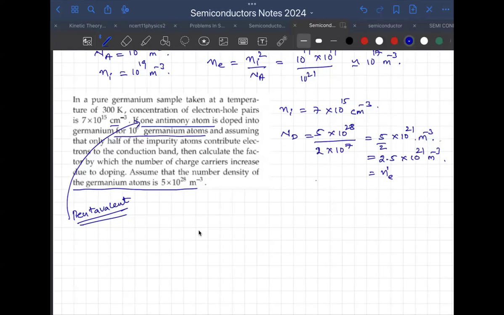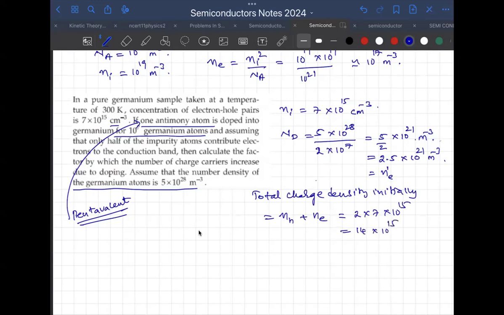Electron and hole pair contribution in a pure semiconductor is the total number density of the charges. Total charge density initially is number of holes plus number of electrons. That is the number of charge. That will become 2 times 7 into 10 to the power of 15, which is 14 into 10 to the power of 15. Final charge density, please. Don't add Ne plus Nh.